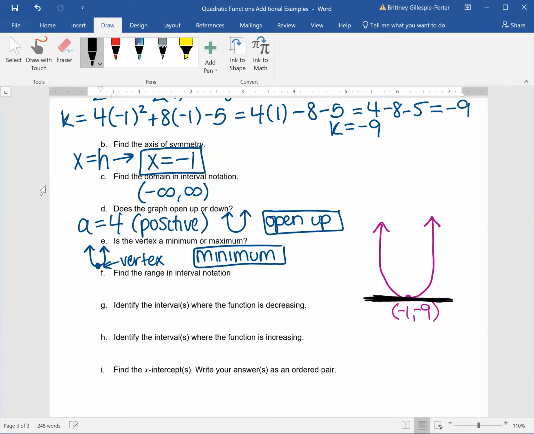We're going up towards positive infinity. And our bottom piece, our minimum value, is negative 9. So my range is negative 9 to infinity. Because remember, I don't care about the x values when I'm talking about the range. I only care about y values.